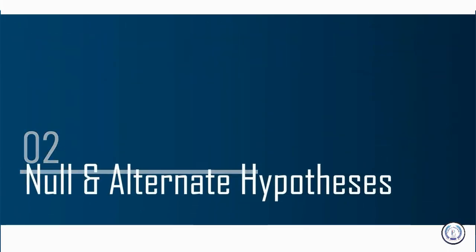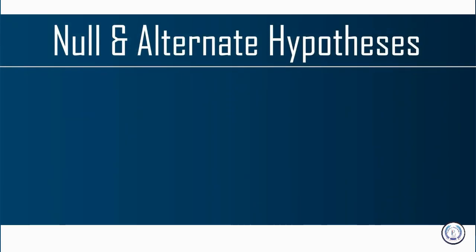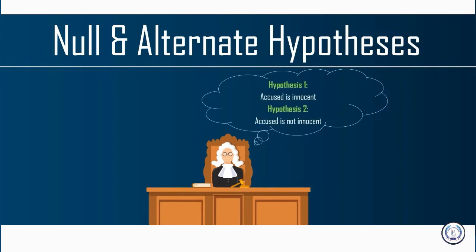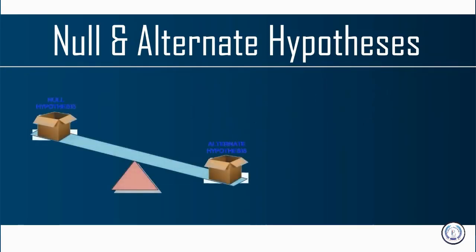Now let's understand the null and alternate hypothesis. We will understand this with an example of a criminal trial. Suppose there is an accused who has allegedly committed some crime, and now the judge has to decide whether he has done the crime or not. So there are two hypotheses. The first is that the accused is innocent, he hasn't done the crime, and the second is that the accused has done the crime and he is guilty. So you can see there are two opposite hypotheses here.